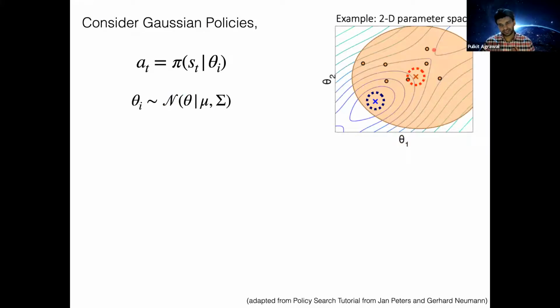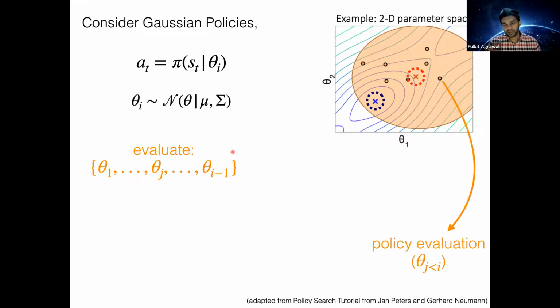To make this more concrete, let's consider a simplistic setup where the parameter space is 2D. I have two parameters, theta 1 and theta 2, and this is the policy that I'm trying to learn. Let's assume that we're only considering the class of Gaussian policies, where I'm sampling my parameters theta from a Gaussian distribution. What happens during training is that we are collecting some data. Initially I have theta 1, and then as iterations happen, we go from theta 1 to theta i. In this plot, each of these points shows a value of theta that we have evaluated.